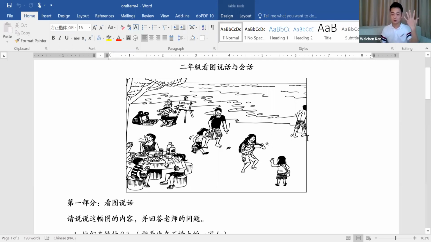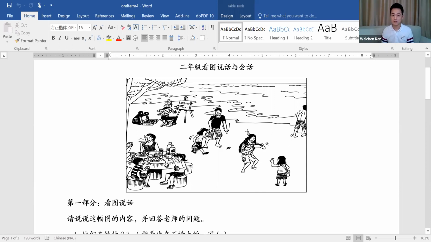With this 5-component structure, you will be able to present a fluent and complete picture description. Not to worry too much, all right? So in primary 2, we will have more practice about this picture description.